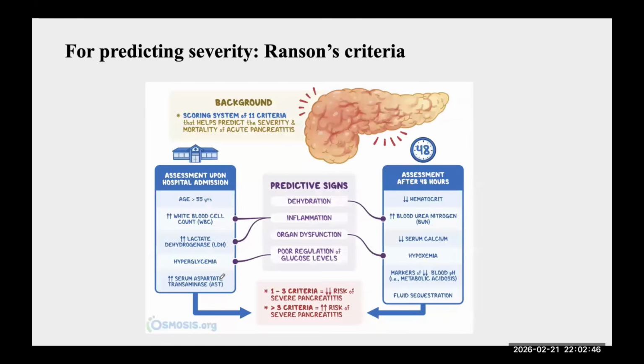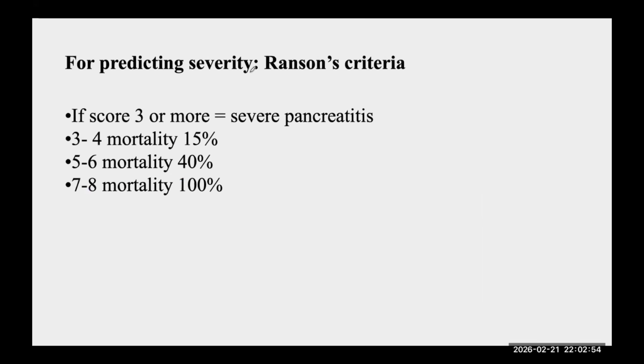So basically that's Ranson's criteria, and I just added this here so you can see what happens at admission and after 48 hours. I just thought it's easier to view. And then this is basically how you predict the severity. If the score is 3 or more, this is considered severe. 3 to 4 has a mortality of 15%, 5 to 6, 40%, 7 to 8, it has a mortality of 100%. Now, I added these numbers because they were in your slides and I didn't want to miss on anything.